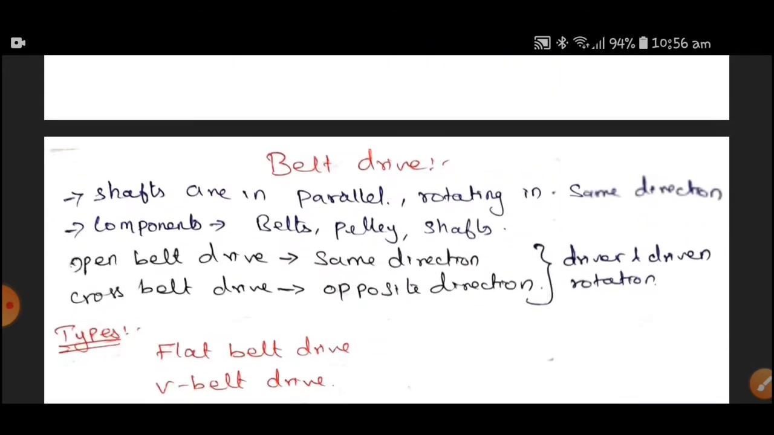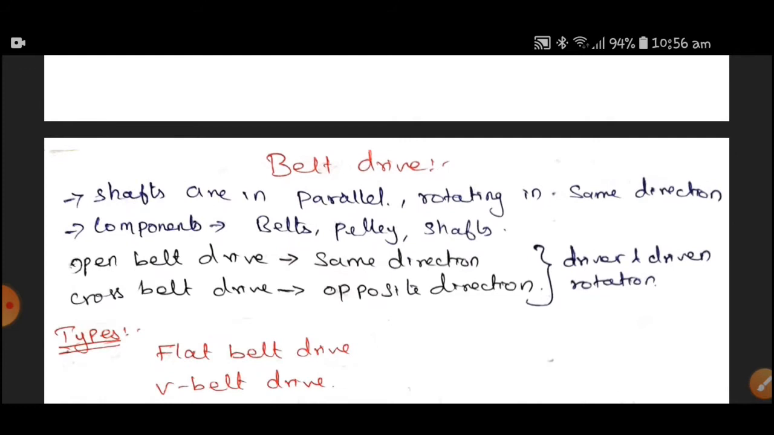The important thing in the belt drive is the shafts are parallel, then only the belt transmission is possible. And a very interesting and important thing, both in the belt and chain drive, the driver and driven member will rotate in the same direction, whereas in the gear, if the driver is in a clockwise direction, the driven is in the anti-clockwise direction. The components of the belt drive are belts, pulleys, and shaft.